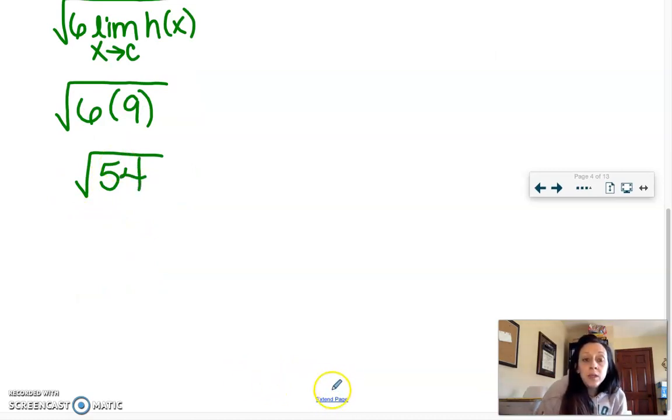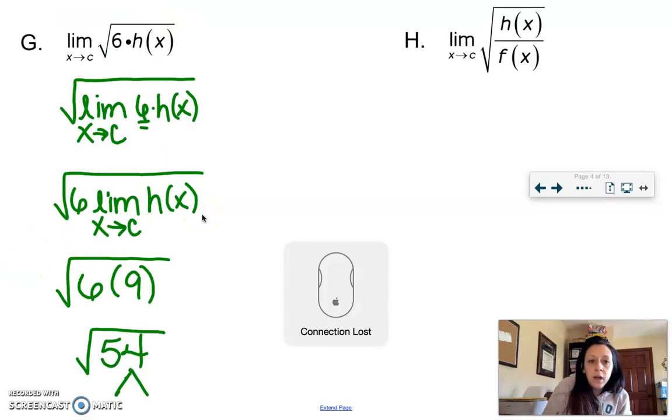And then I would want to simplify that further, like what numbers can you divide? Hold on a second. What numbers can you divide 9 by? Uh-oh.